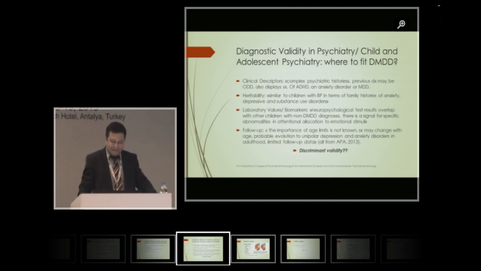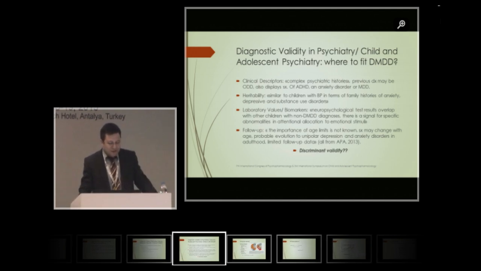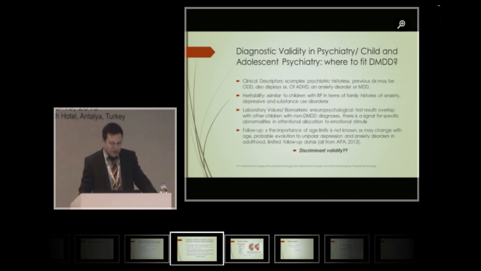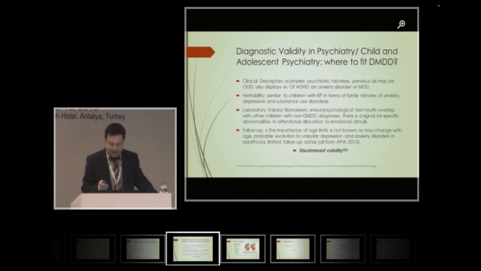Let's have a look at follow-up. The importance of age limits is not known. Symptoms can change with age. In adults, unipolar depression and anxiety can occur, and follow-up data is very limited, all from DSM-5.